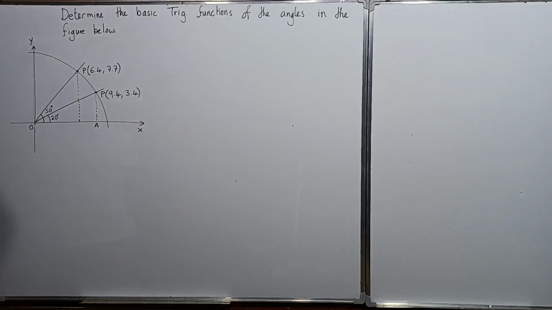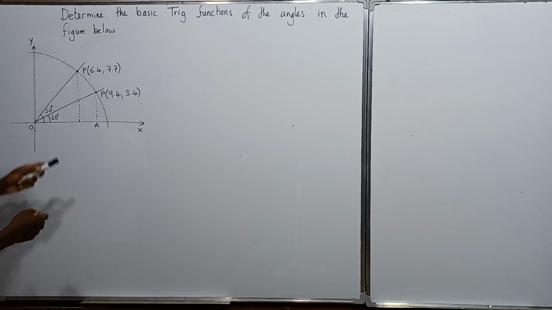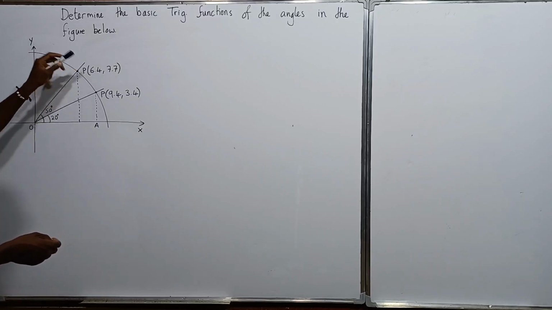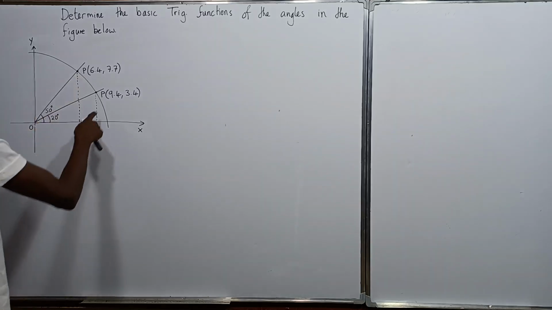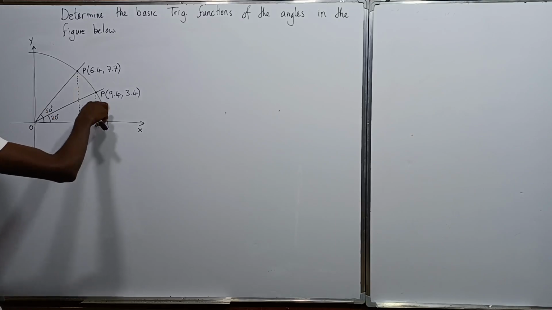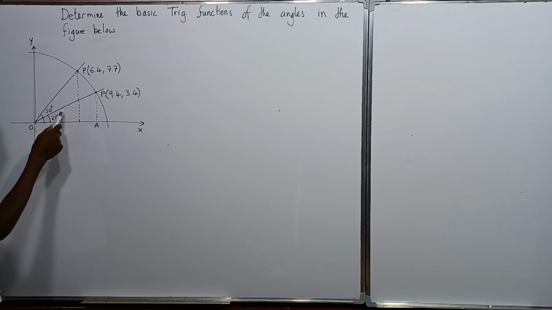So we have a question here that says determine the basic trig functions of the angles in the figure below. So this angle, we have the starting point there, which is 0, then this is the x-axis, and we've got the y-axis there. Then we've got P with the coordinates 6.4, 7.7. Then we've got the other point there, which is 9.4, 3.4. So then we have this angle there, which goes to this point there, which is 20 degrees.